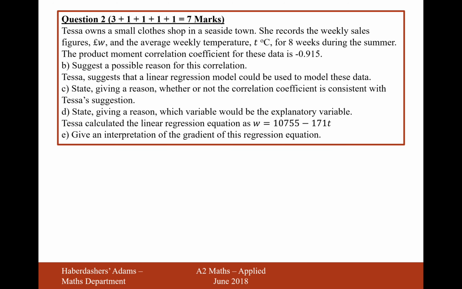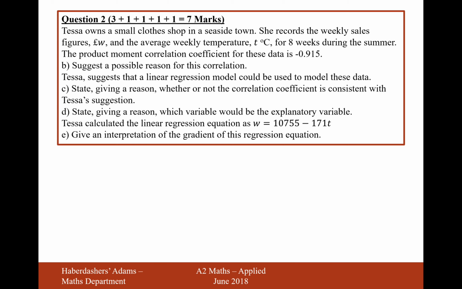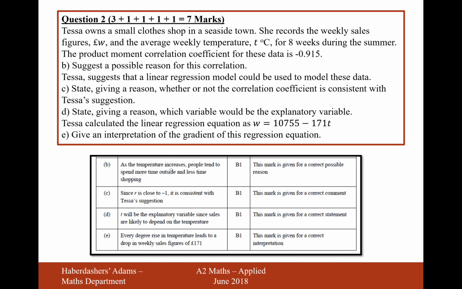Okay, let's move on to parts B, C, D, and E. Let's just grab the formula booklet. So, suggest a possible reason for this correlation. Well, let's just have a look at what the answers say. So, as temperature increases, people are more likely to spend time outside and hence do less shopping. So, as the temperature goes up, people do less shopping. And when it's windy and rainy, people want to go into the shops to shelter and will also potentially buy stuff along the way.